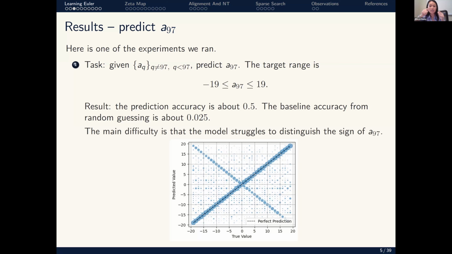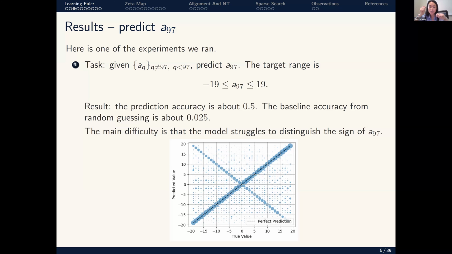If we take a closer look at what the model does, the main difficulty is that the model struggles to predict the sign of A97. If we look at the figure here, there are two lines that are very significant. The most significant line is the 45-degree line. That means the model is predicting the value perfectly, so the true value is equal to the predicted value. The true value is on the x-axis and the predicted value is on the y-axis.